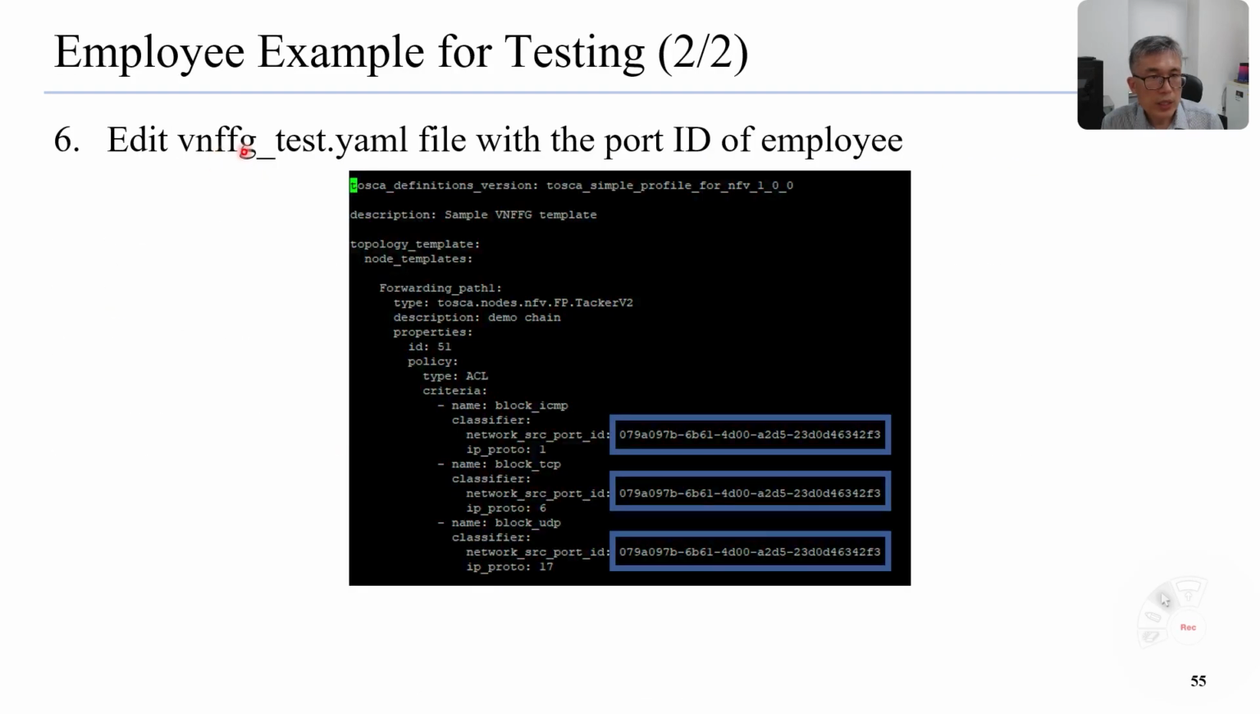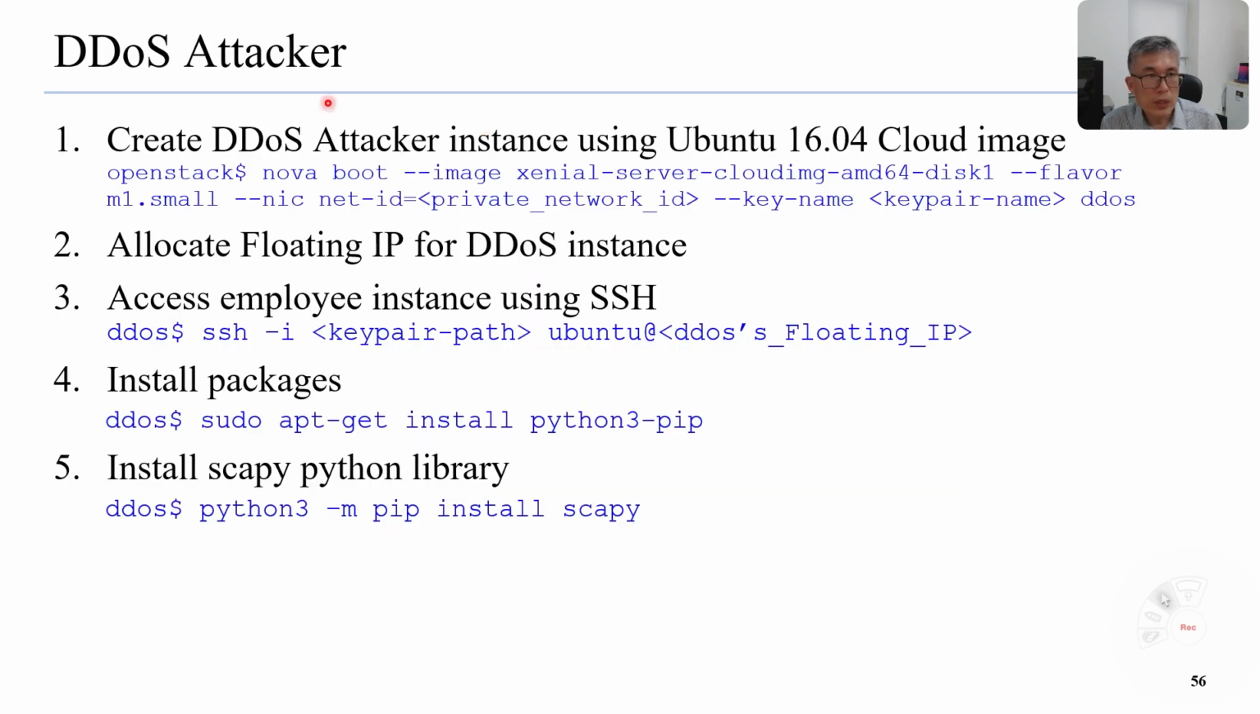And then edit the vnffg test YAML file with the port ID of the employee. You can use this snapshot, so you edit accordingly. And then the DDoS attacker.